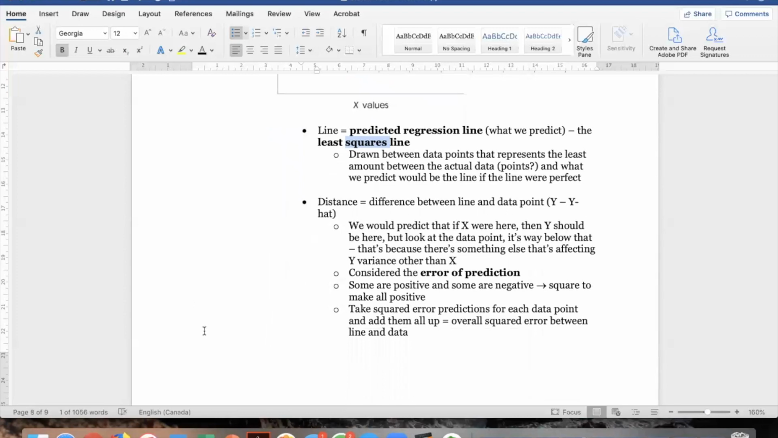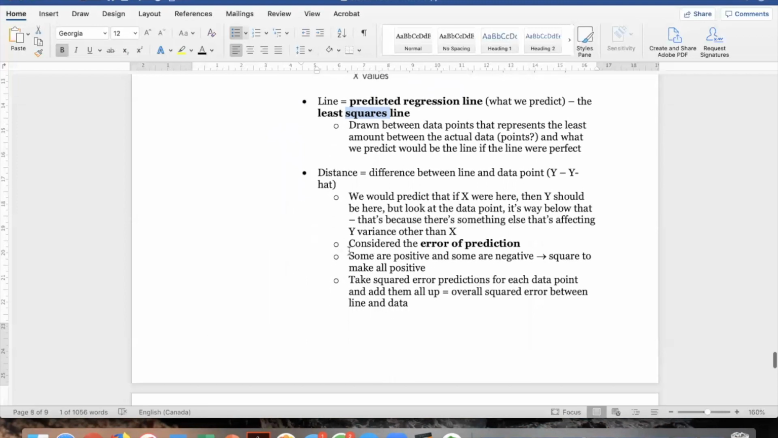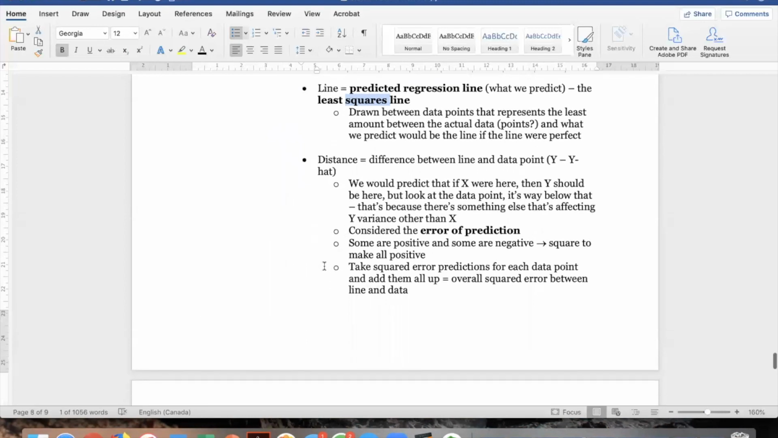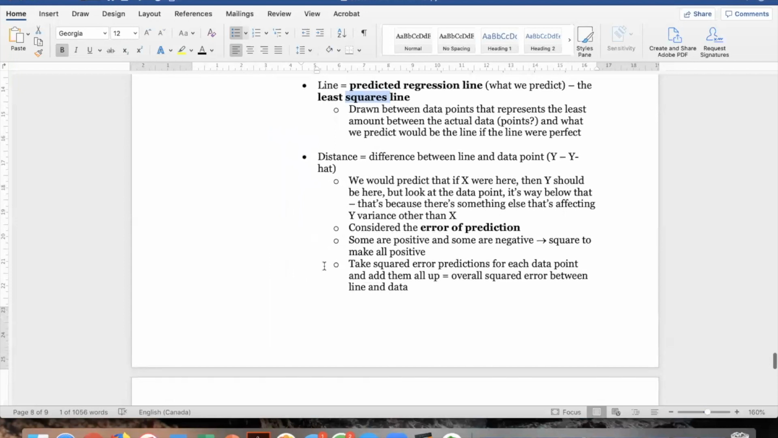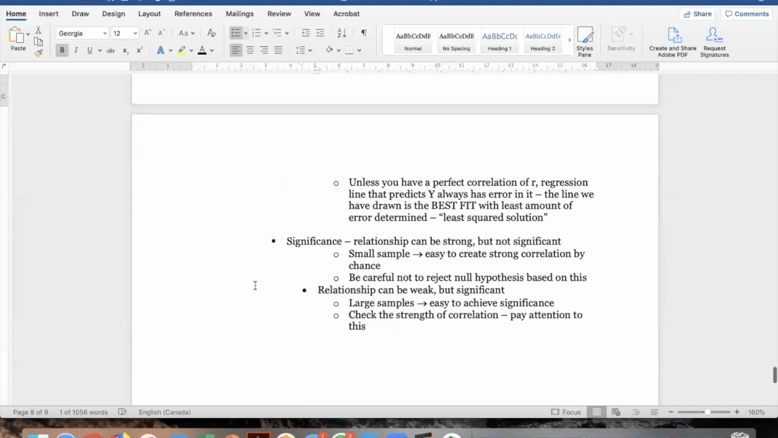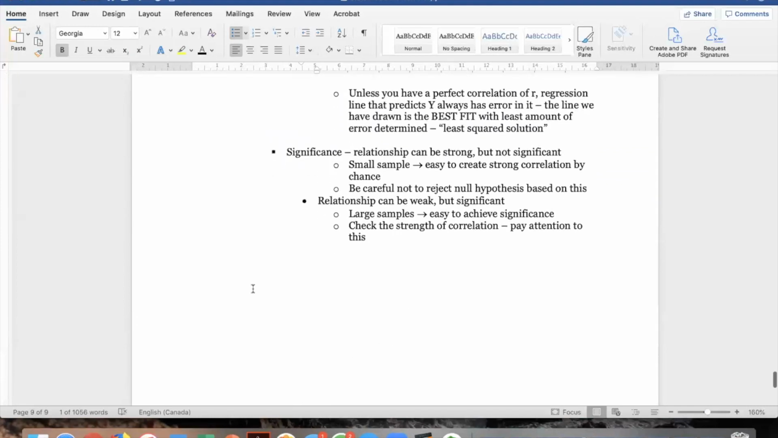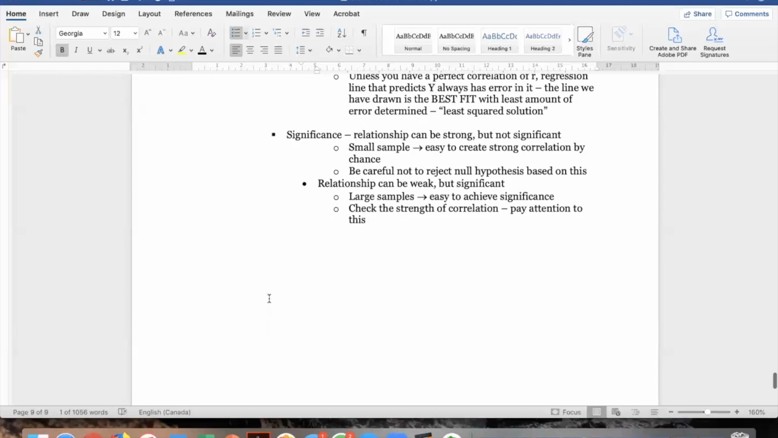I said this again. Square, make all positive, squared error predictions for each data. I don't think you need to know. I don't want to overload you guys, so I'm not going to do stuff that's not in the assignment, which hopefully it's not. Unless you have a perfect correlation, a regression line that predicts Y always has error in the line we have chosen as the best. Yeah, that's what I just explained.